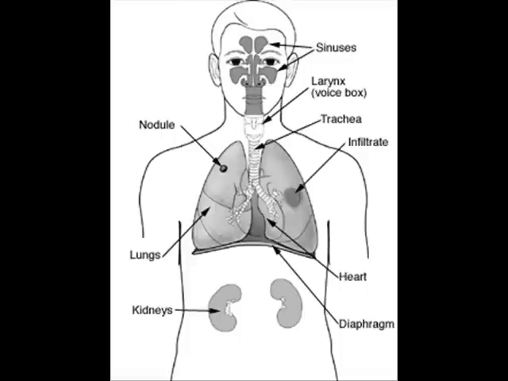Limited Wegener's is different only in that there is no renal disease. Multiple organ systems may be involved, however, at some point in the course of the disease, and this includes the joints, the ears, the eyes, the skin, and the nerves.